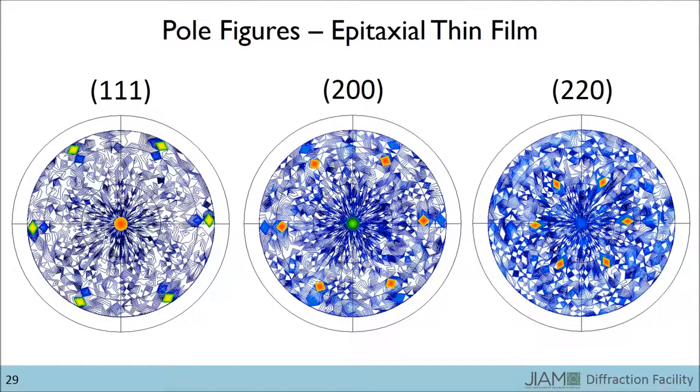Here are some pole figures for an epitaxial thin film. An epitaxial thin film is either a perfect or nearly perfect single crystal, meaning that the entire sample is made up of a single grain and all unit cells are oriented the same. Because of this, each type of plane only diffracts constructively at very discrete orientations.